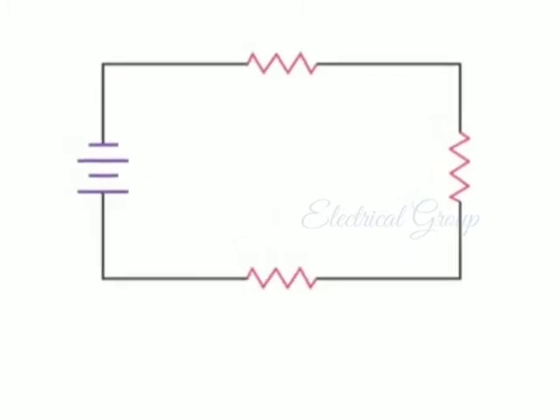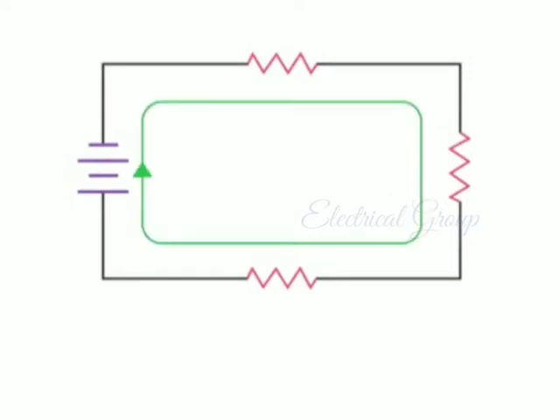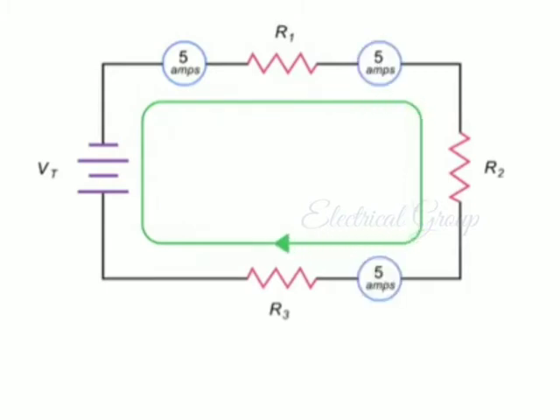A circuit is said to be in series if all of its elements are connected along a single path with the current flowing in the same direction through each component. For instance, if the source current in a series circuit is 5 amps, then no matter where along the circuit you take an ammeter reading, it will also register 5 amps.